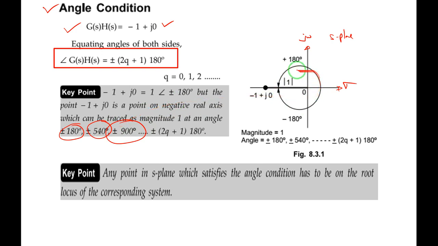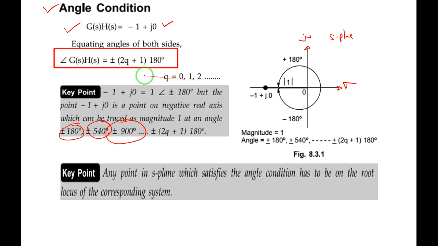I can come in the anti-clockwise direction. If I measure, it is positive. If I measure in the clockwise direction, it is negative. So plus or minus 180 degrees, I will reach this point. Plus or minus 540, then also I will reach this point, -1 + j0. Plus or minus 900, I will reach this point, and so on. If you continue, it is plus or minus an odd multiple of 180 degrees, right?